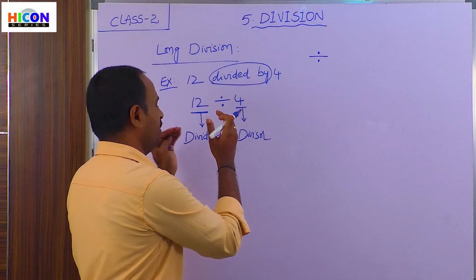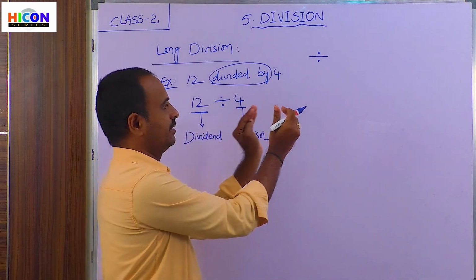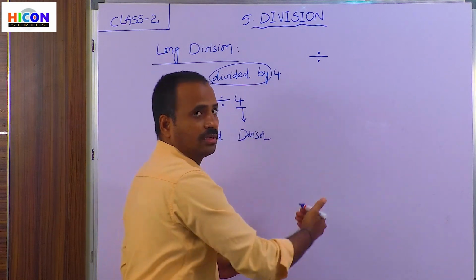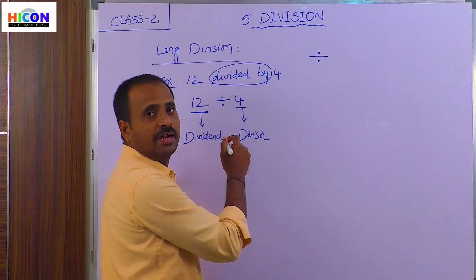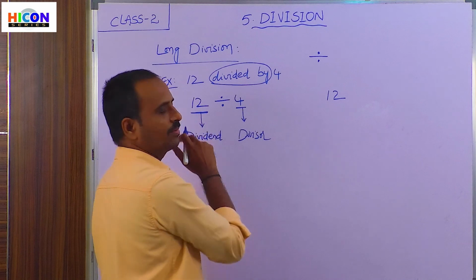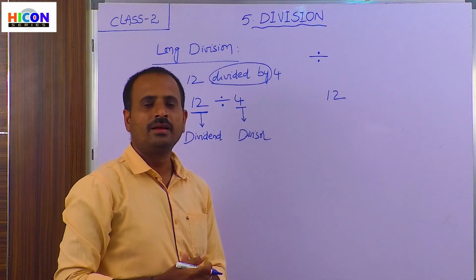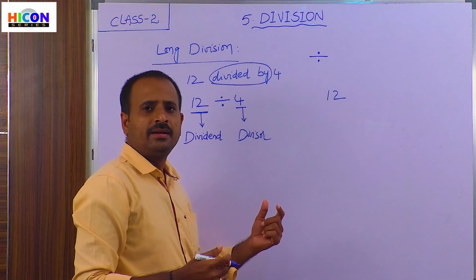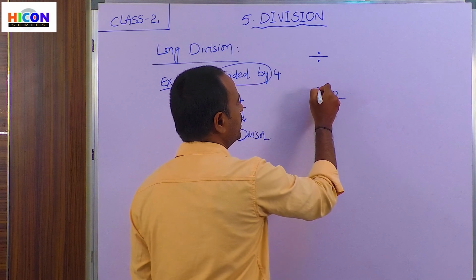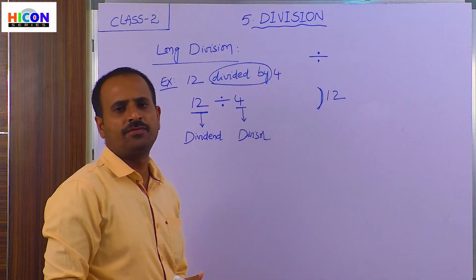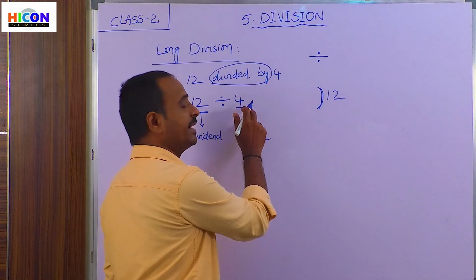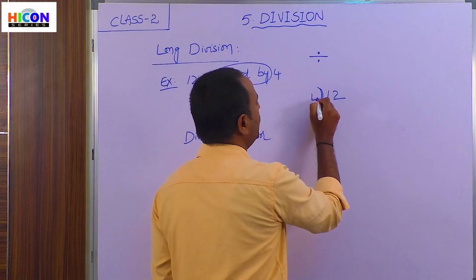Now, first arrange these numbers like this. Let us see how to arrange these two numbers in the long division method. First write the dividend in the middle. What is the dividend here? 12. First write the dividend, and next put a bracket at its left side. Now we have put a bracket at its left side, and write the divisor inside the left side bracket. What is the divisor here? 4. So write 4 in the left side bracket.